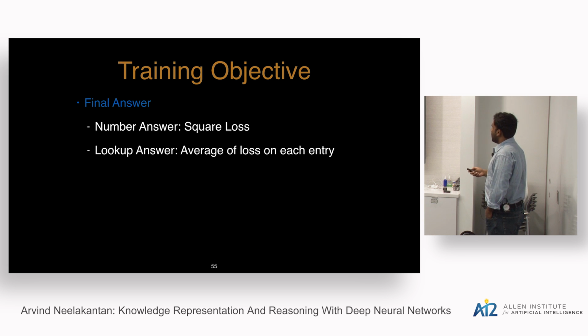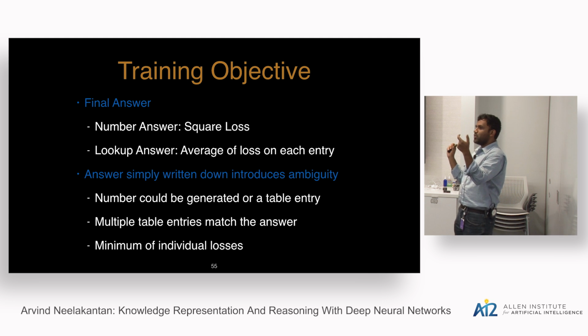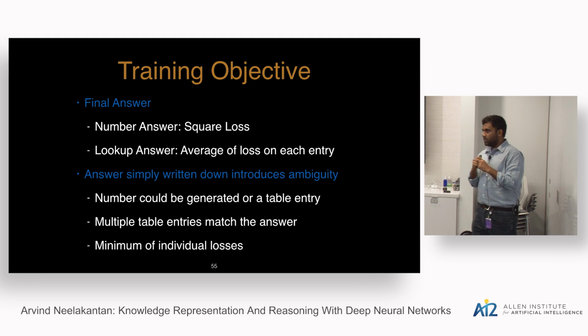Okay. So the training objective, I described that. And one other detail that makes this challenging is that the answer is simply written down, which means that's going to introduce some ambiguity, right? So let's say you're given a question and the answer is a number, and that number also appears in the table. Now you do not know whether you want to generate that number or look it up. And this information is not given during training.